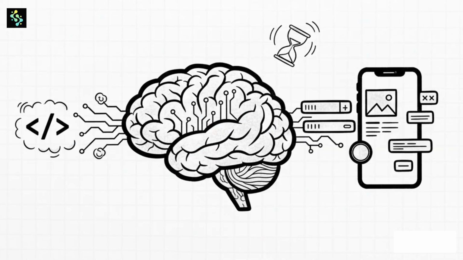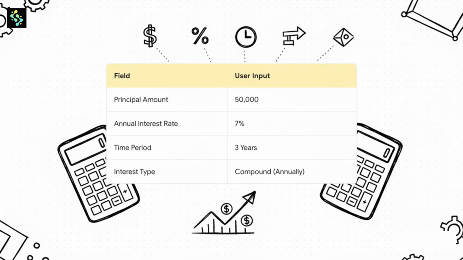So you hit enter, and for just a few moments, the AI gets to work. It's writing code, it's building the interface. Basically, it's doing all the hard stuff for you behind the scenes. And boom, there it is, a real working interest calculator. It's got all the fields we need, principal, rate, time. It even gives us an option for compound interest. It's clean, simple, and ready to go.